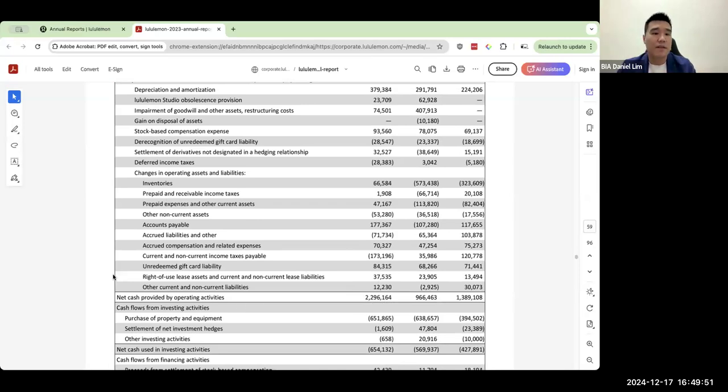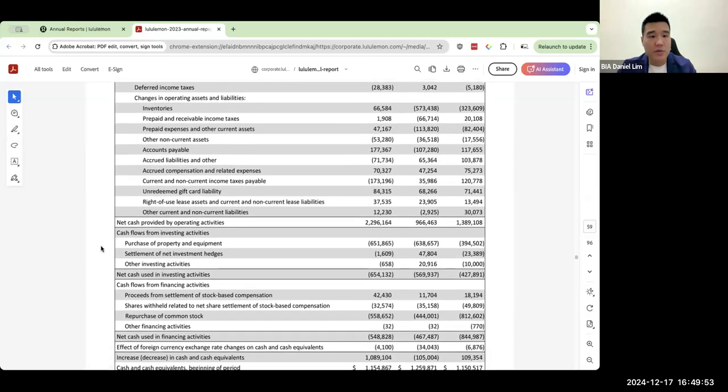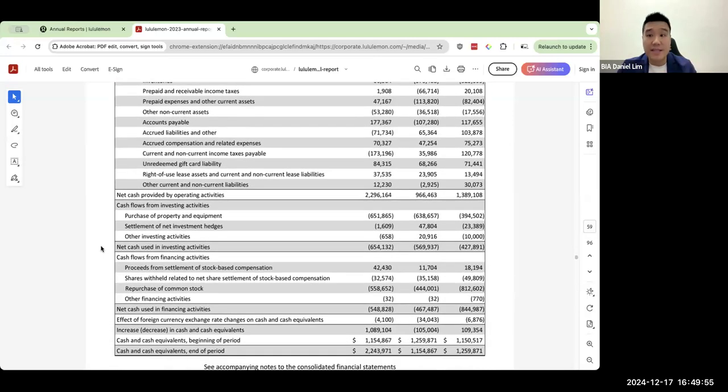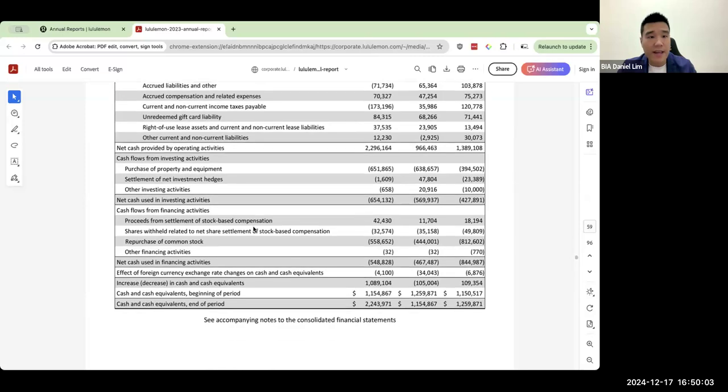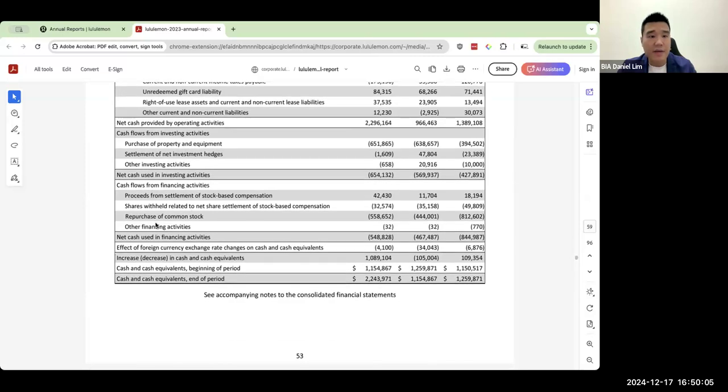Now, the next one, of course, you want to find, from the investing, net cash from or used in investing activities, this amount here. The part above here, we don't need to know. Then cash from financing activity. Okay, we're going to go down here. How much is the financing activity? Money outflow around 500 million. Net cash used in investing activities around 600 million.